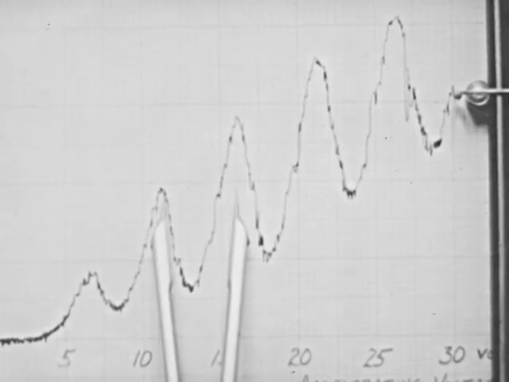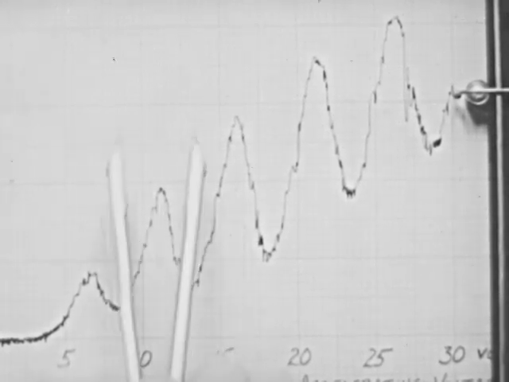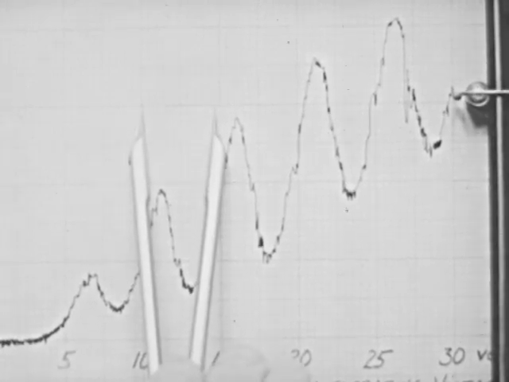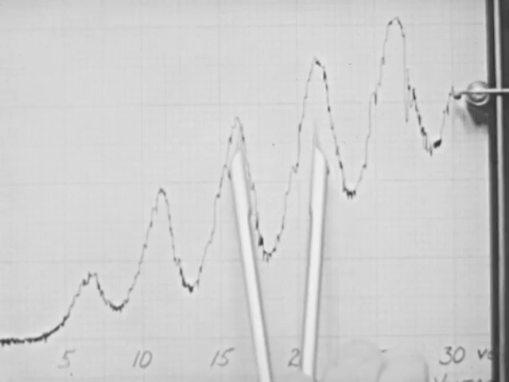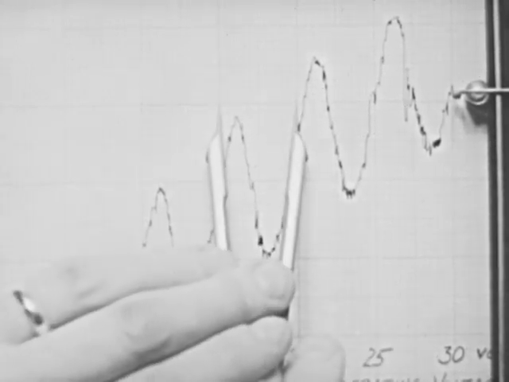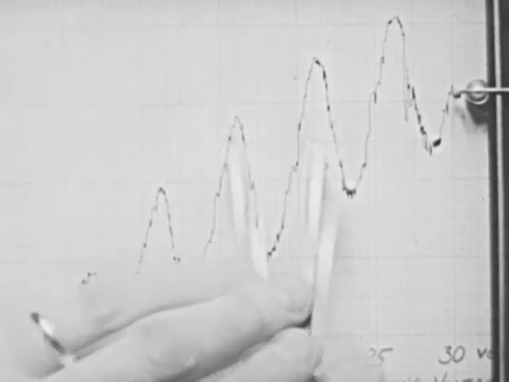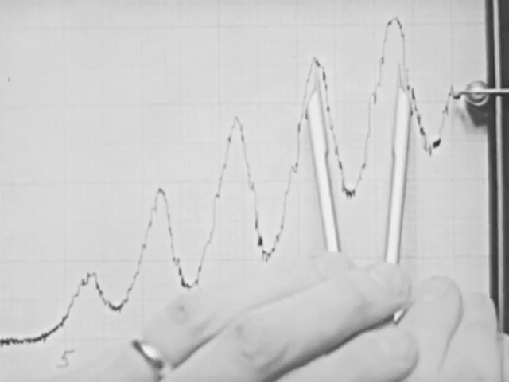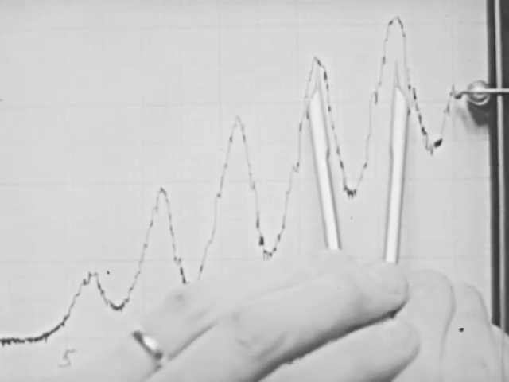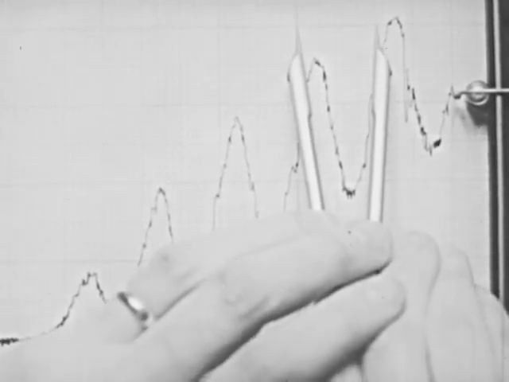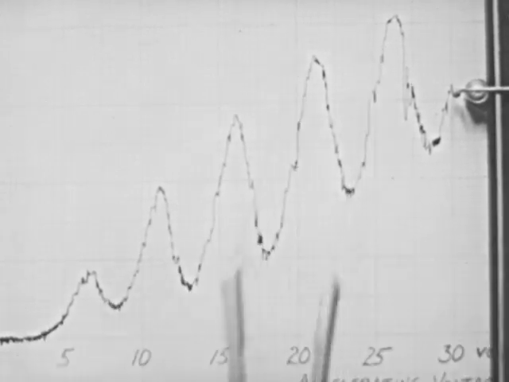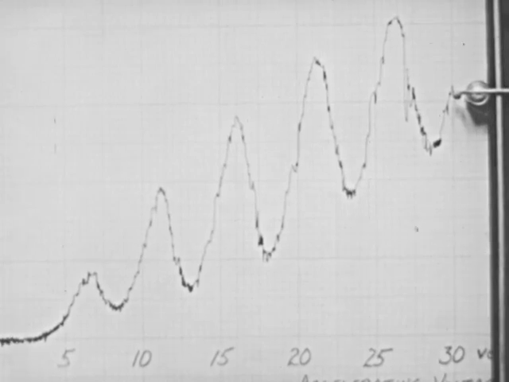Between the second and third peak is about 4.8 volts. Between the third and the fourth peaks is about 4.9 volts. And between the fourth and fifth peaks, about 5.1 volts. These average out to be somewhere in the neighborhood of 4.9 volts. All of them, as you see, spaced rather uniformly.